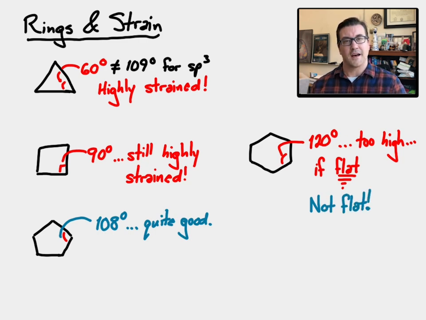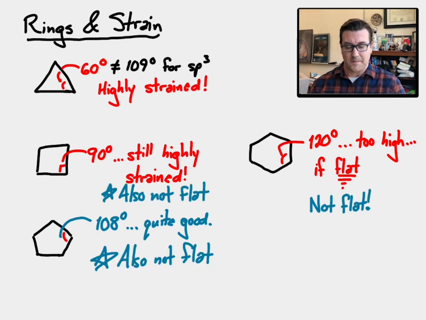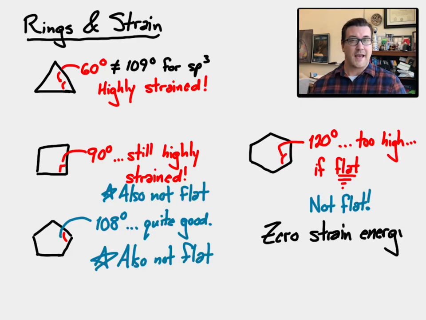As it turns out, neither is cyclobutane flat. It actually sits in this kind of puckered shape. And cyclopentane is also not flat. It actually sits in more of an envelope type of orientation. The thing that's amazing about cyclohexane, which makes it kind of the Lord of the Rings, is that it has 0 strain energy. And we're going to look at why that's the case in the next slide.